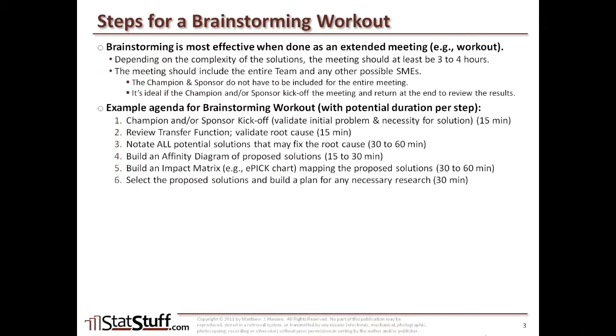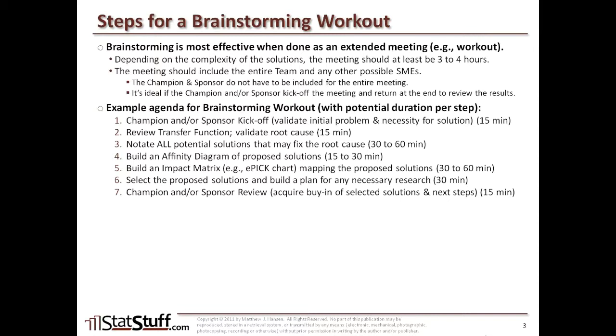The sixth step would be to select the proposed solutions and build a plan for any necessary research, of how you're going to work through the actions and necessary steps to implement those solutions. That might take about 30 minutes. And then have the champion and sponsor come back for another review and get their buy-in, to make sure they agree with the solutions that were identified and those necessary steps to let those actions be implemented.